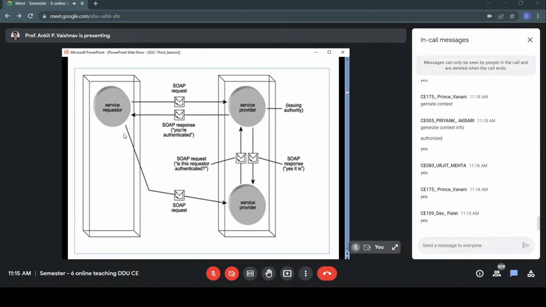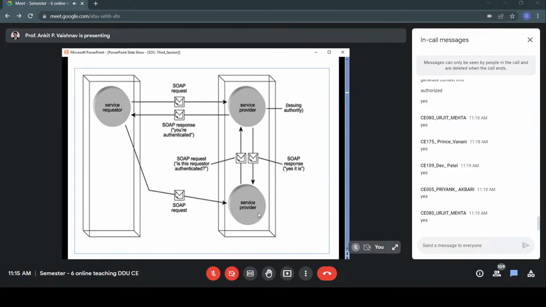Then see what it is doing. The requester is accessing another provider on the other side, and that provider has to contact the issuing authority with a request. And see what the request is: is this requester authenticated? The response will contain the security context and it will prove that it is authenticated. Clear with this diagram now? I think now you should not have any queries with this. That's why I explained the concept first. So this is known as the single sign-on process.